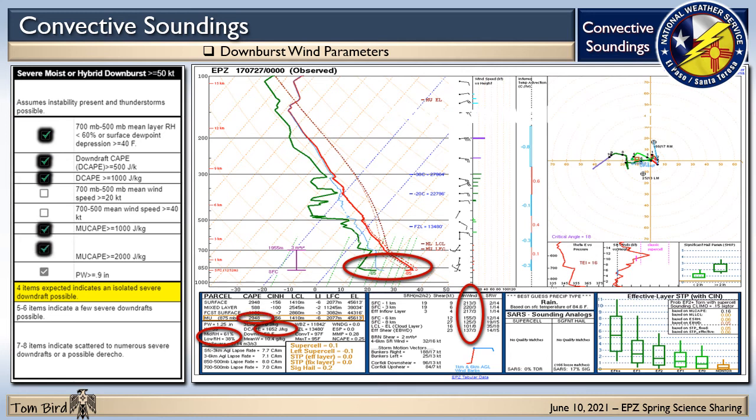But look at the CAPE, and we got big CAPE here. It's almost 2950. So we get two checks for above 1,000 and above 2,000. Then we look at PW lastly. You got 1 1/4 inch PW, which easily meets the 0.9. So here we are with 6 check marks, which gives us a few severe downdrafts possible.